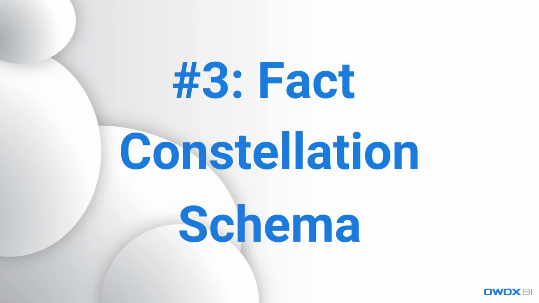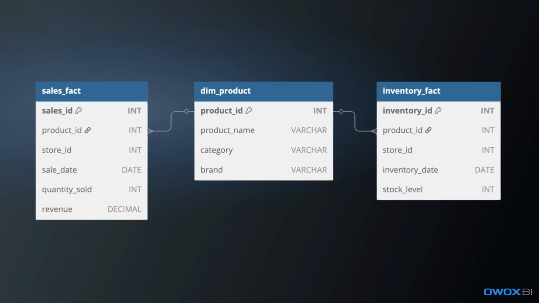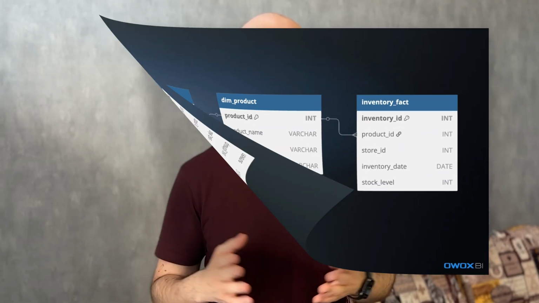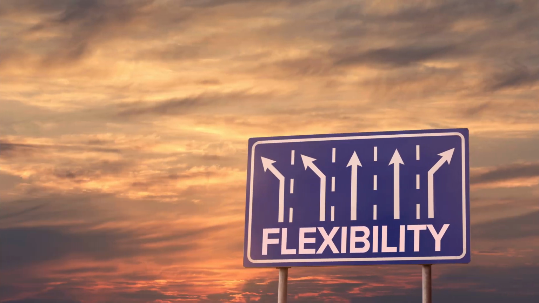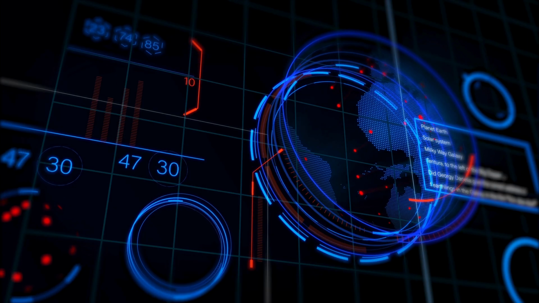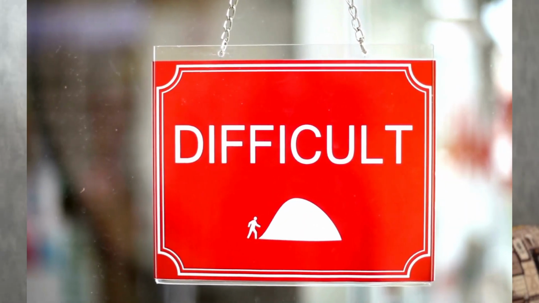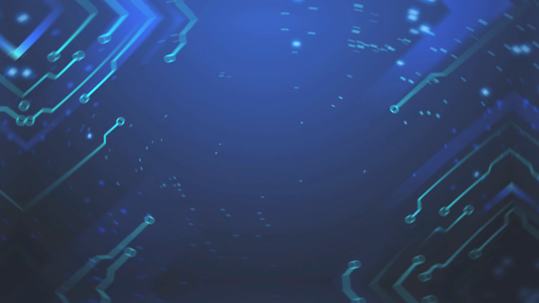Number three, Fact Constellation schema. This design is also called the Galaxy schema. It has multiple fact tables that have common dimension tables. It is helpful in a complex business environment where you need to keep track of different types of data points within the same system. The Fact Constellation schema provides you flexibility when you're dealing with complex data relationships, but it has some drawbacks too. Sometimes it can be more difficult to manage and maintain.